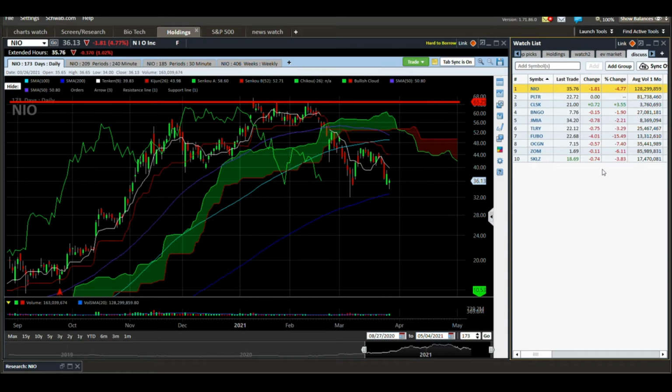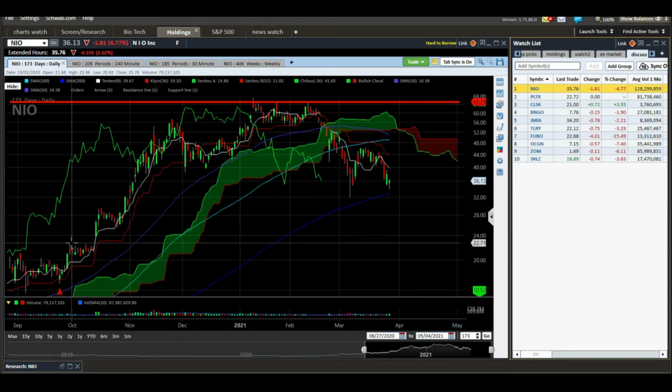Hello. So I'm going to do a special review here for a subscriber. And before I start, I'm going to give a little bit of explanation of how I use the Ichimoku indicator to follow trends and identify change in trend direction.